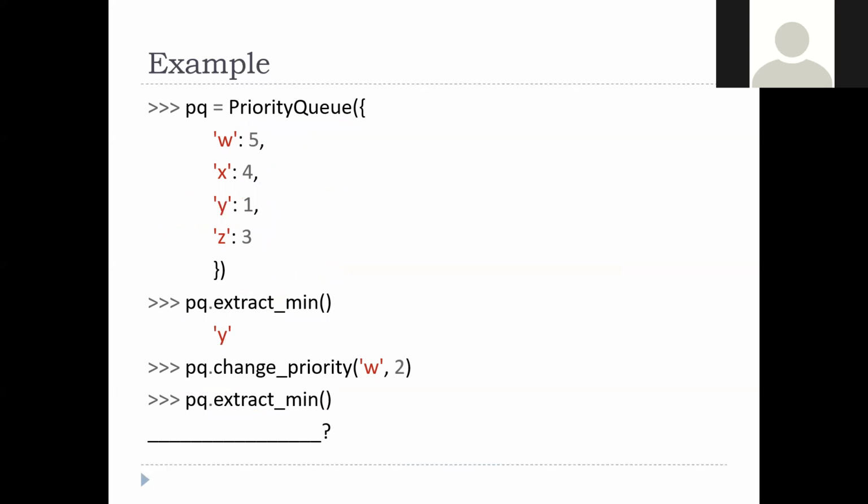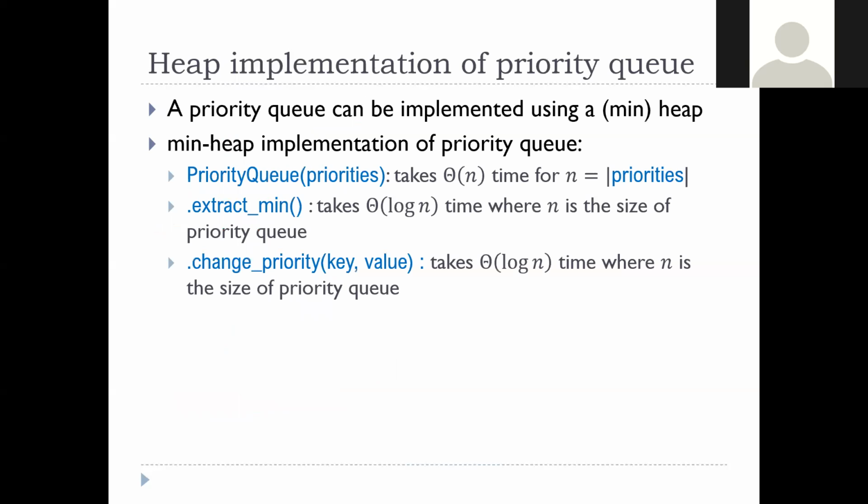All right. Now in practice, a priority queue is very easy to implement. One of the simplest ways to implement a priority queue is using something called a heap data structure, a min heap. The heap data structure is essentially just an array, very easy to maintain.